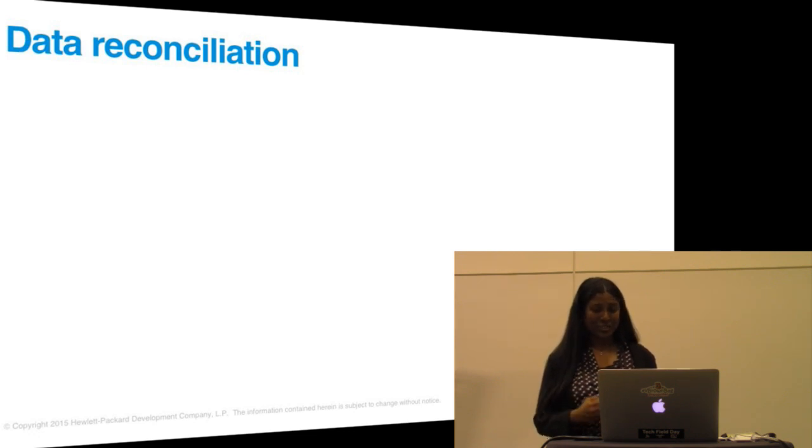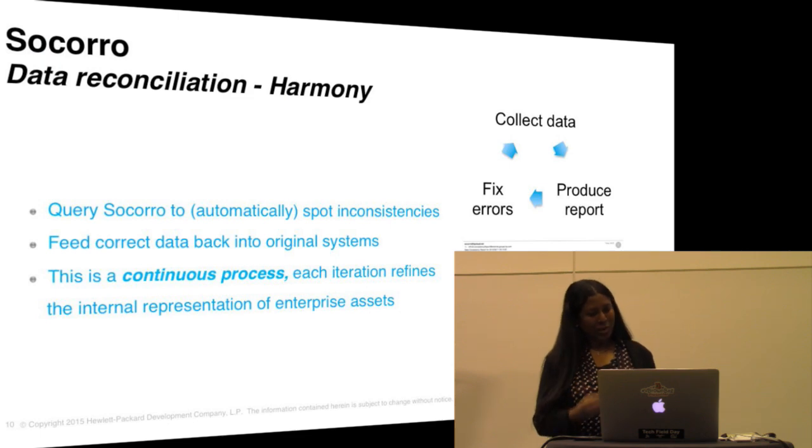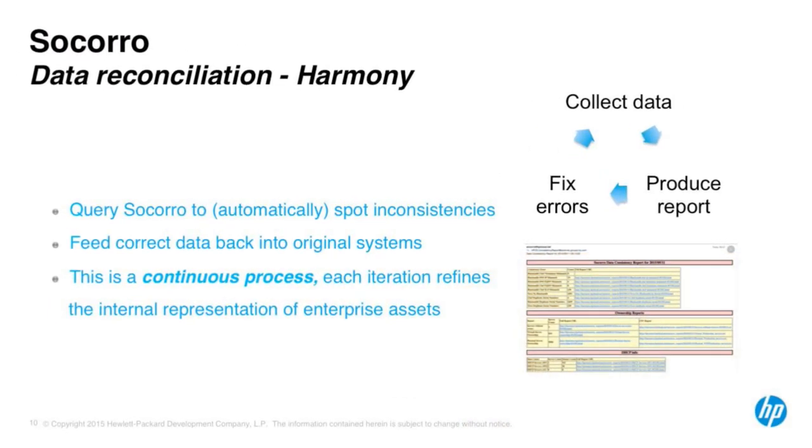So data reconciliation is really important because with this, we're able to bring together the data from the different systems, put it together in Socorro, spot the inconsistencies, and then enable the correction of the data so that we have 100% confidence that all the systems are aligned. And I will have to say this is a continuous process because discrepancies do creep up. You have new hardware coming in, you have systems getting decommissioned, and so it's a constant process to make sure that all the systems are aligned.